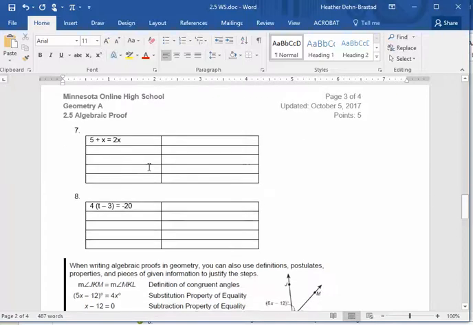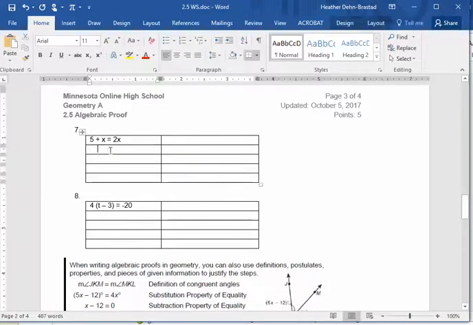So again, your first reason will be given equation, and here we're going to subtract x from both sides. That's the subtraction property of equality. It doesn't matter if you're subtracting a number or if you're subtracting a variable, it's still the subtraction property of equality. And then from there, my next step is just going to be that I'm going to simplify. Now you can either write 5 equals 1x, or you can write 5 equals x here. All I did was simplify that.